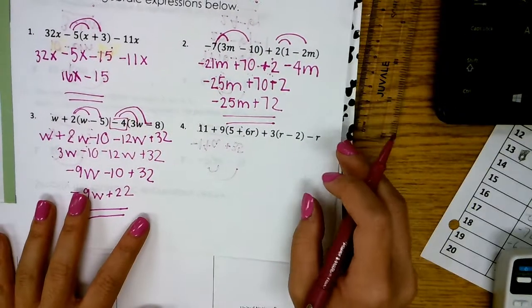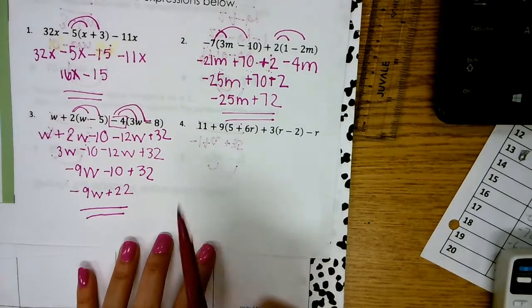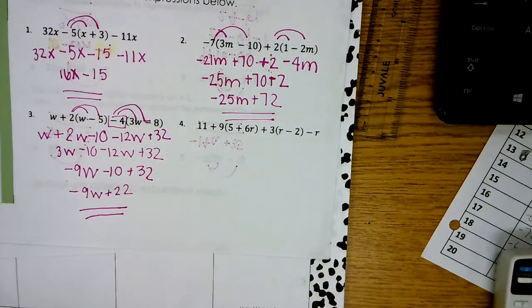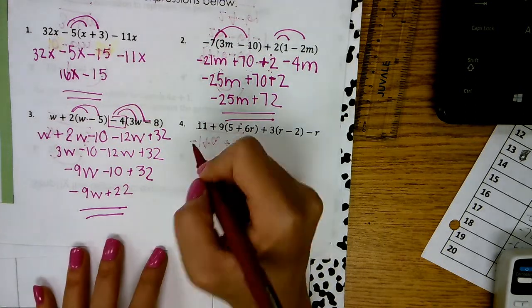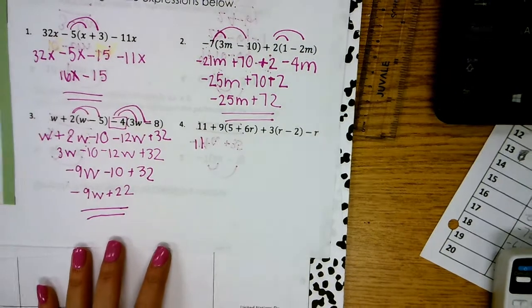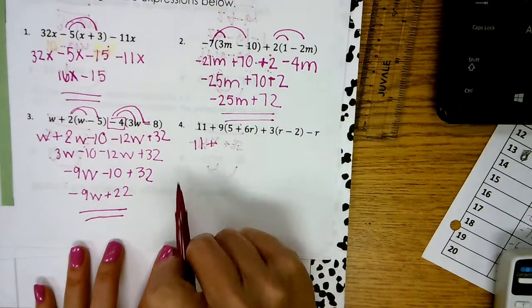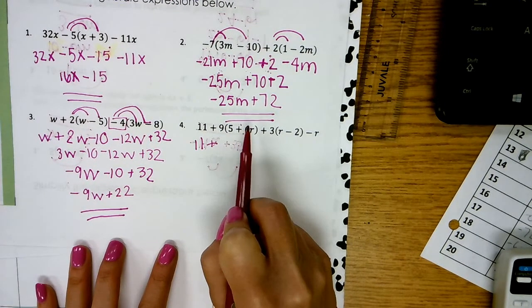Finally, number 4, another problem of the exact same type. So we have 11 plus 9 times the quantity 5 plus 6r plus 3 times the quantity r minus 2 minus r. So this 11, we're just going to bring it down. We can't do anything with it yet. Plus, now we need to distribute this 9 through the parentheses.